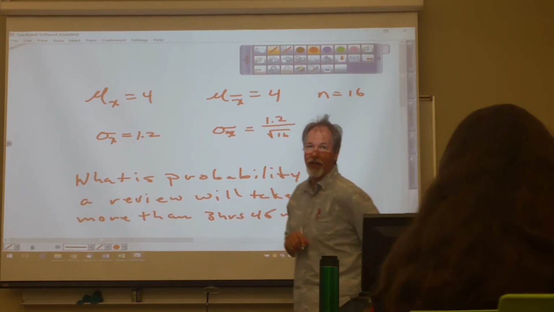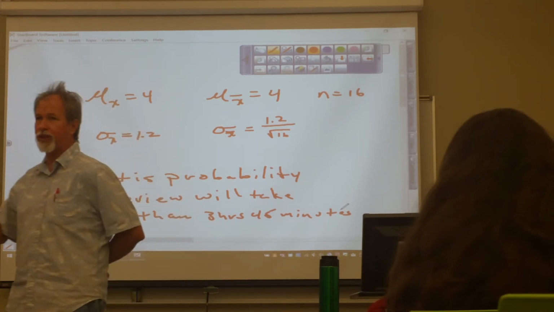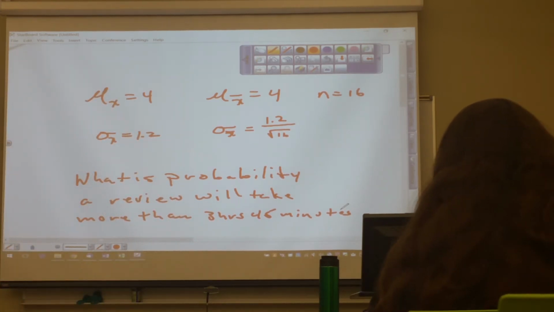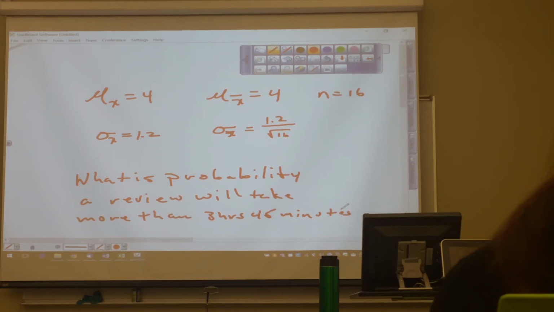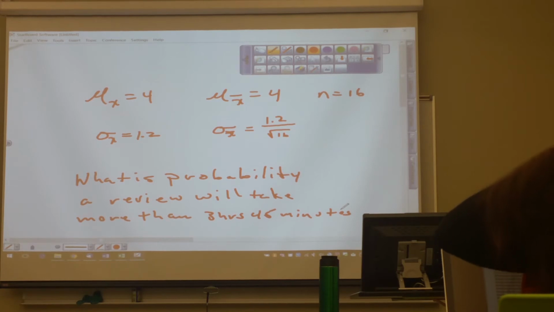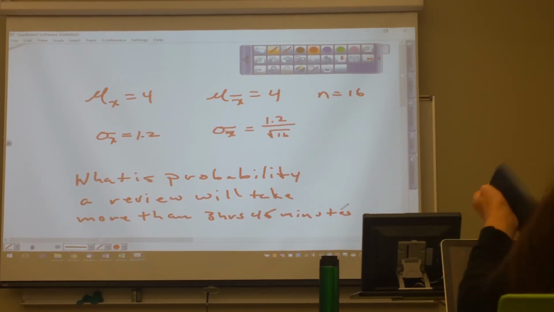So now I want to know what is the probability that a review will take more than 3 hours and 45 minutes. So now we're just going to do it back the way we have been working with it.